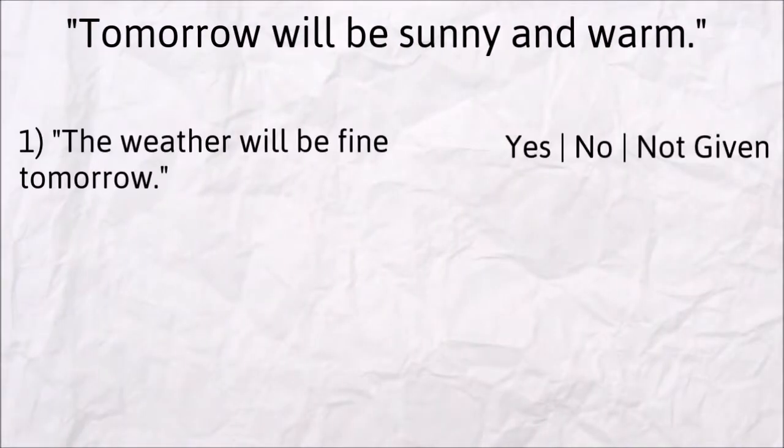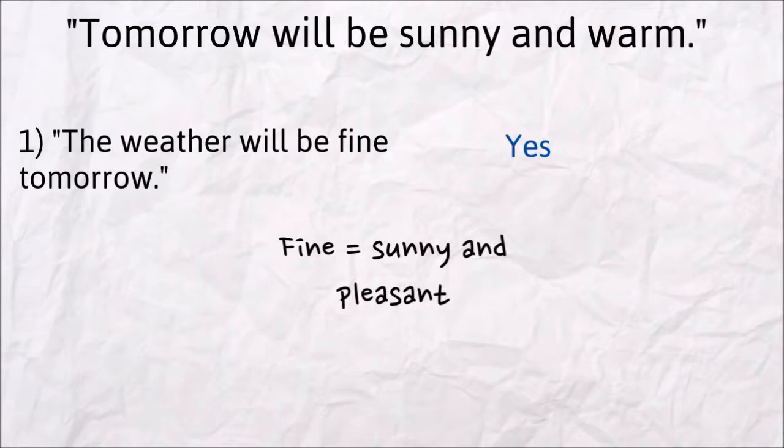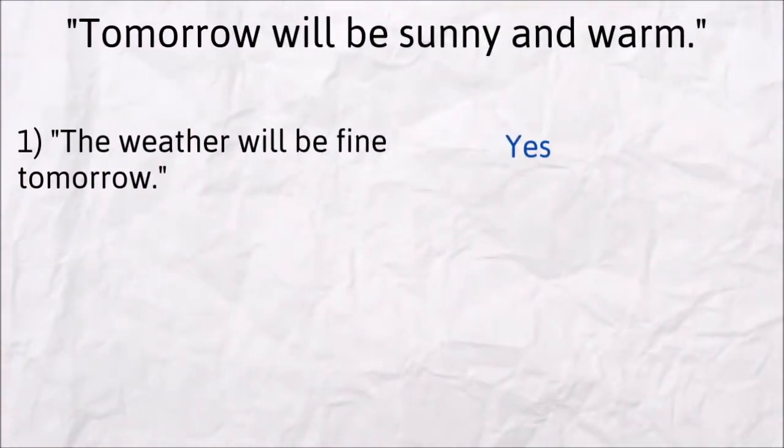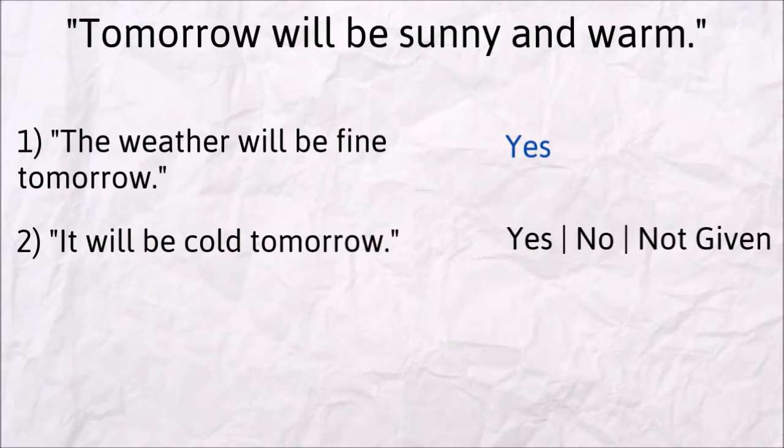Let's look at yes, no, not given, the weather will be fine tomorrow. The answer is yes. Fine in this context means sunny and pleasant. Therefore, we can find information in the text that shows us that the answer is yes or true. Next, we have yes, no, not given, it will be cold tomorrow. This obviously is no, as the text says it will be warm and not cold tomorrow. We can find something in the text that shows us that the test statement cannot be true. Therefore, the answer is no or false.